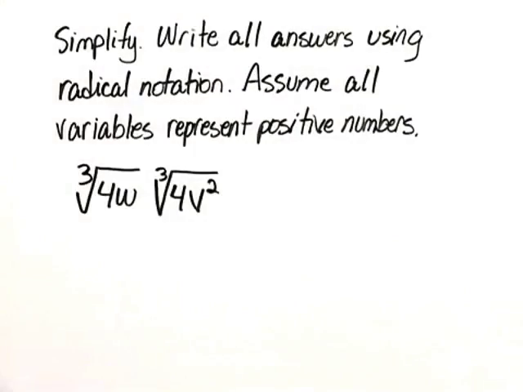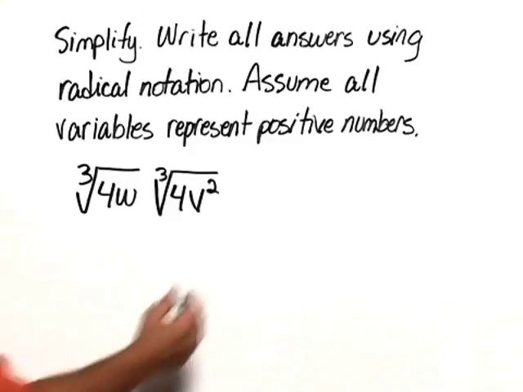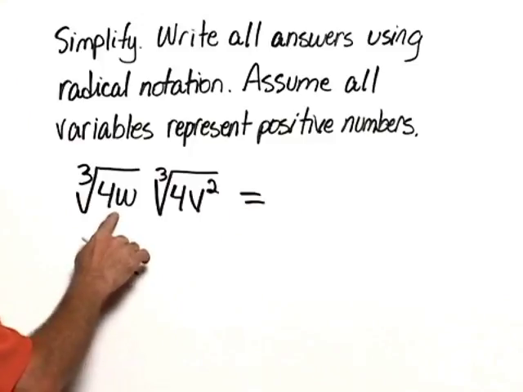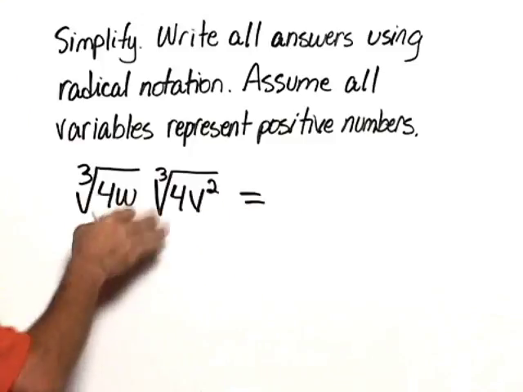Simplify. Write all answers using radical notation. Assume all variables represent positive numbers. The cube root of 4w times the cube root of 4v squared. So first, let's combine the 4w and 4v squared under one radical.